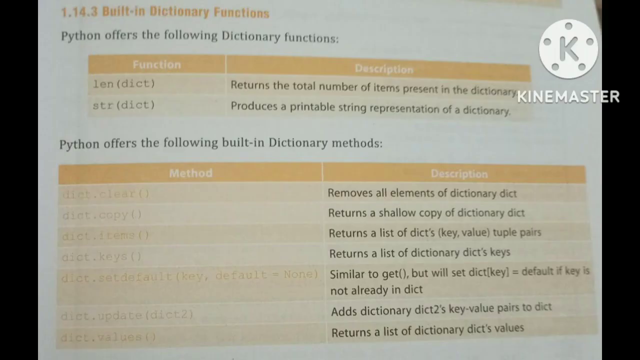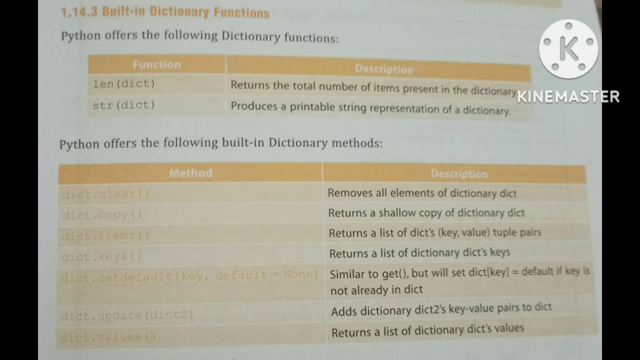Now, let's see about built-in dictionary functions. Python offers the following dictionary functions and their descriptions. Len dict returns the total number of items present in the dictionary. Str dict produces a printable string representation of a dictionary.